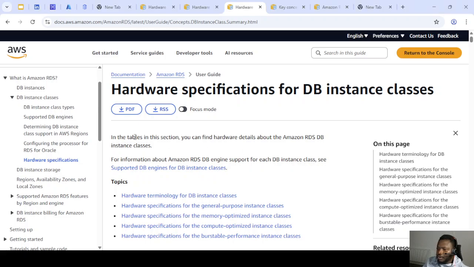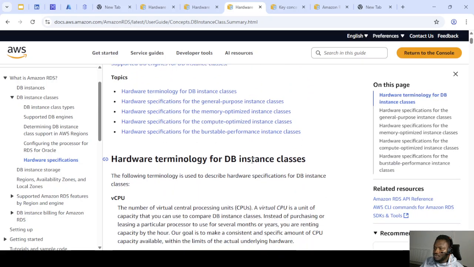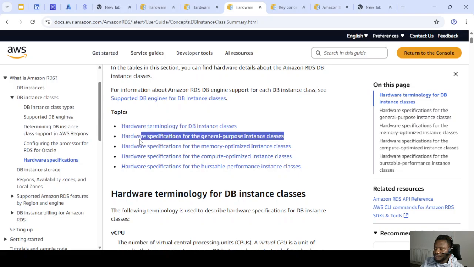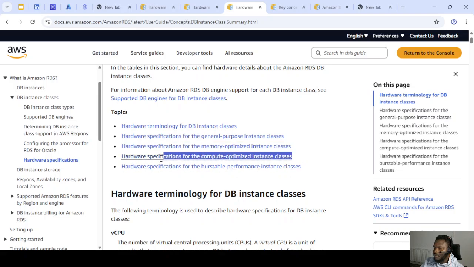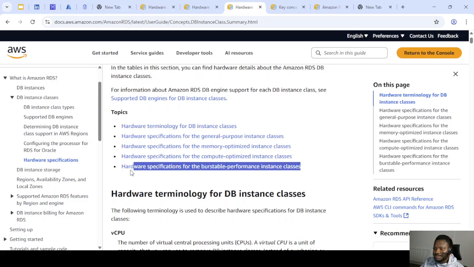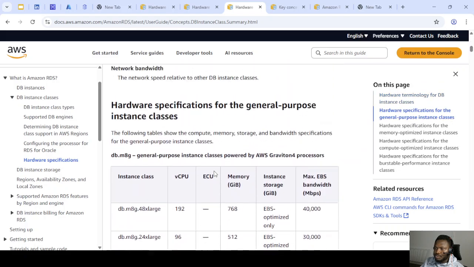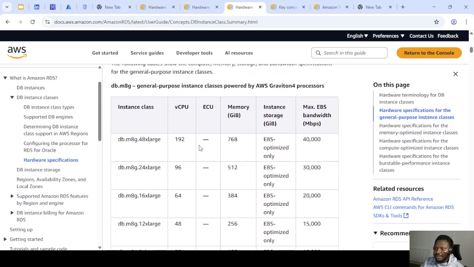After making the choice, you need to come and look for this hardware specification and see what the various hardware specifications are that AWS is going to provide for these instances. If you just scroll a bit, you're going to see the topics: hardware terminology for your instance classes, hardware specification for general purpose instance classes, hardware specification for memory optimized, for compute optimized, and hardware specifications for burstable instances. You can just scroll down. Let's start with the standard instance classes.